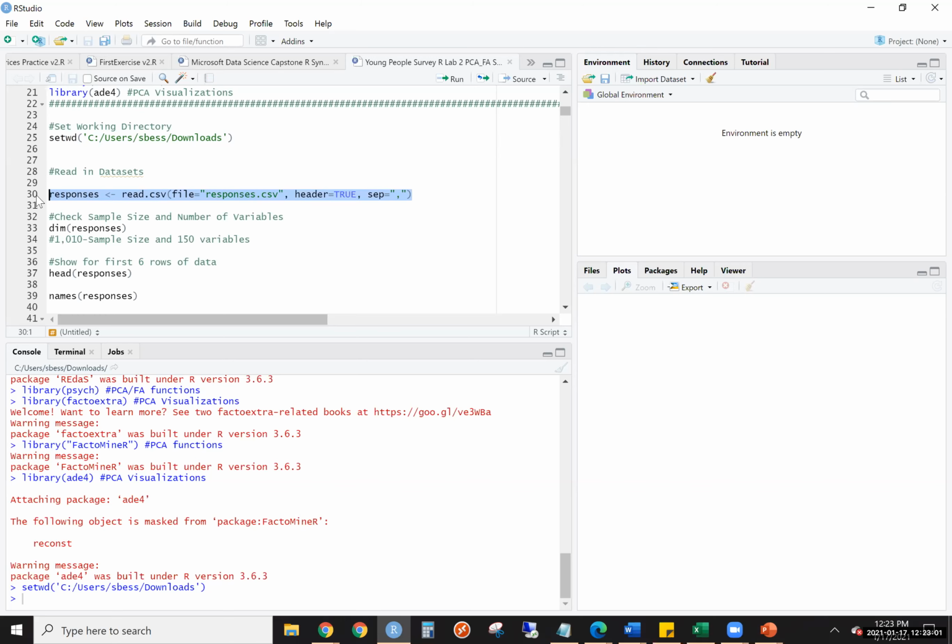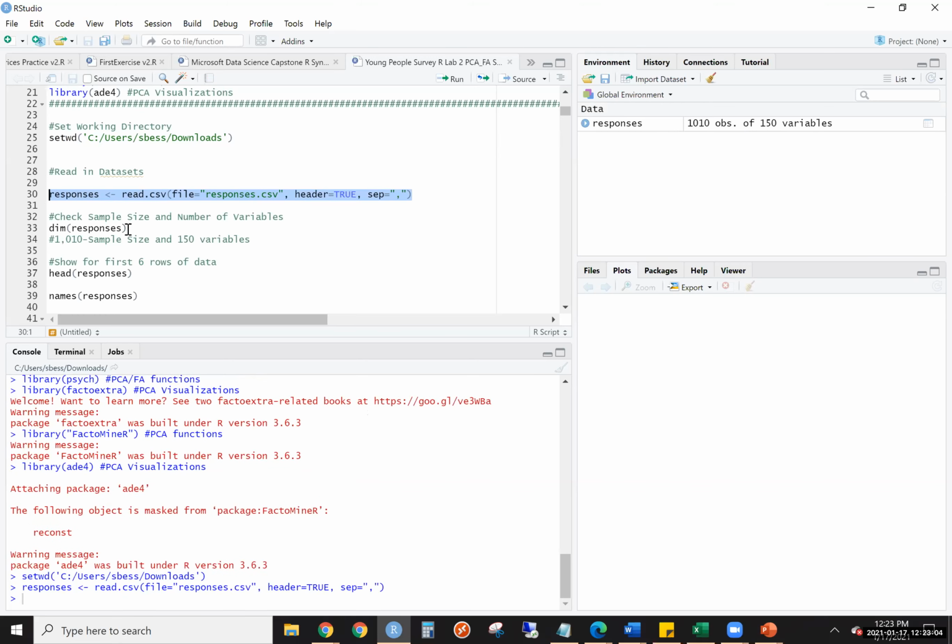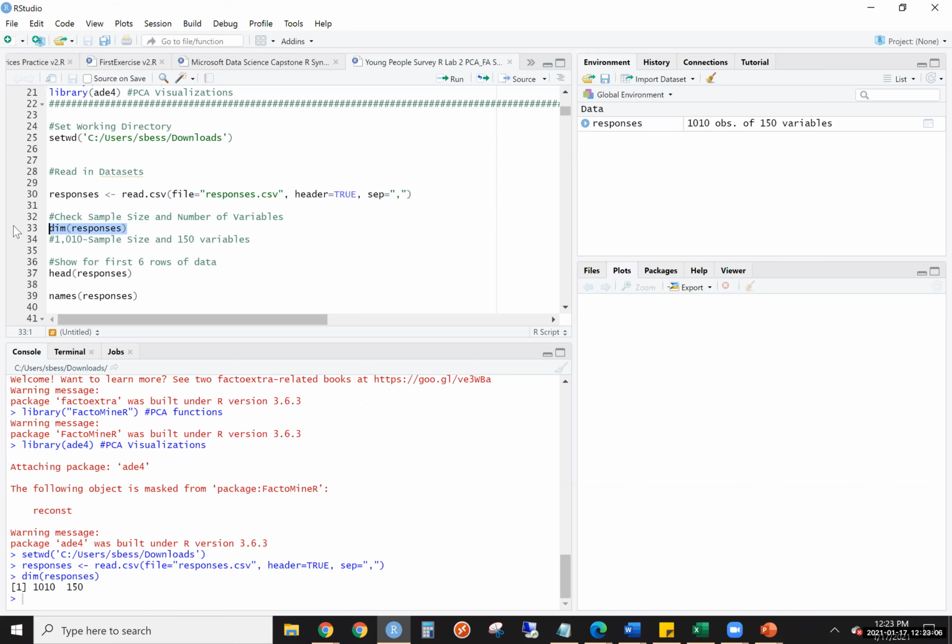And we're going to call this data set in our responses. We're going to check the dimensions. Mind you, I haven't checked for missing data yet. So at this point, they've collected data on 1,010 students and have 150 variables.